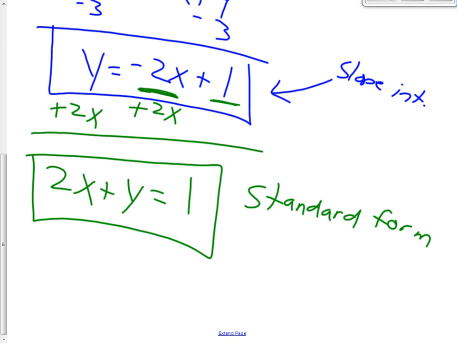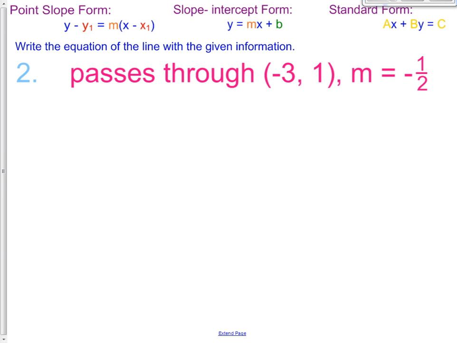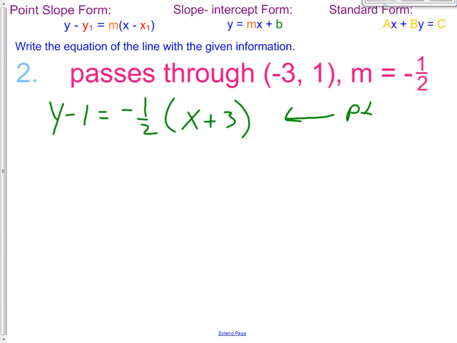You guys use this to try problem number 2. Pause the video, try number 2 on your own. Alright, here's what you should have got. Y minus 1 equals m, which is a negative 1/2, times the quantity x minus the x coordinate. So x minus the minus 3 is x plus 3. Here's your first answer in point-slope form.